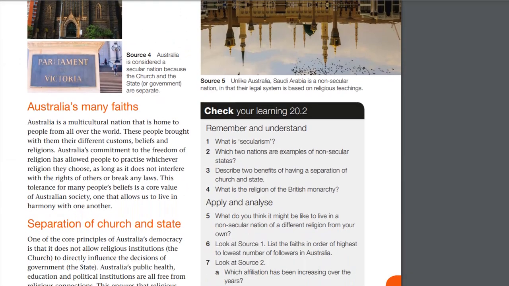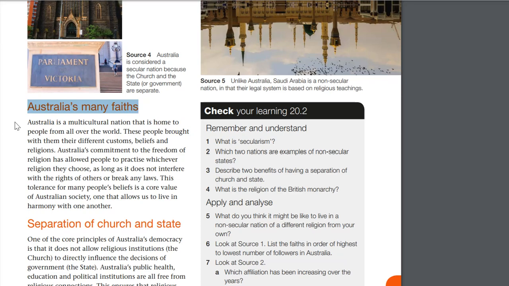Okay. Australia's many faiths. Australia is a multicultural nation that is home to people from all over the world. These people brought with them their different customs, beliefs, and religions. Australia's commitment to the freedom of religion has allowed people to practice whichever religion they choose, as long as it does not interfere with the rights of others or break any laws. This tolerance for many people's beliefs is a core value of Australian society, one that allows us to live in harmony with one another.